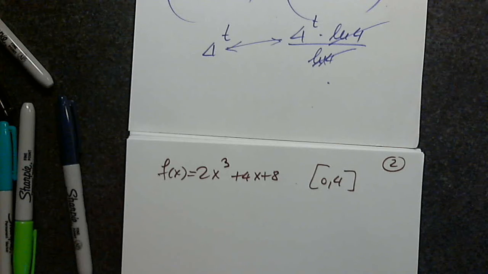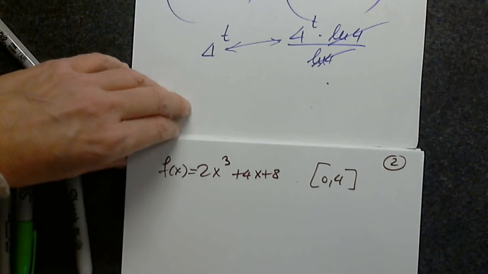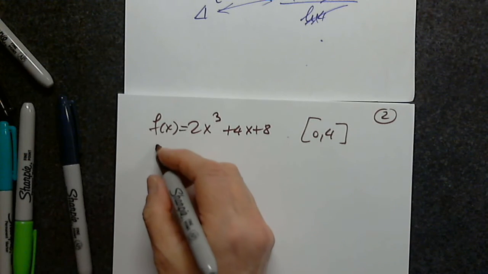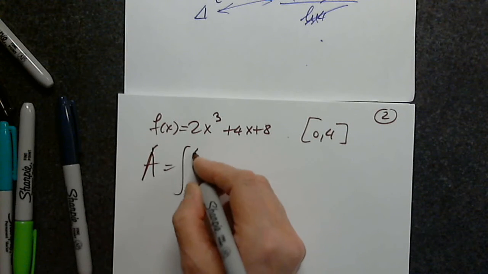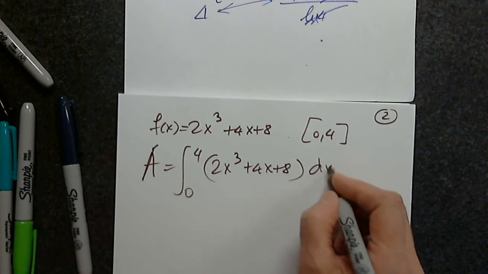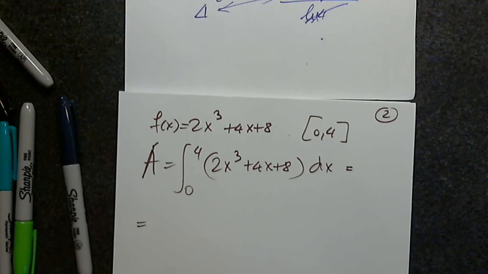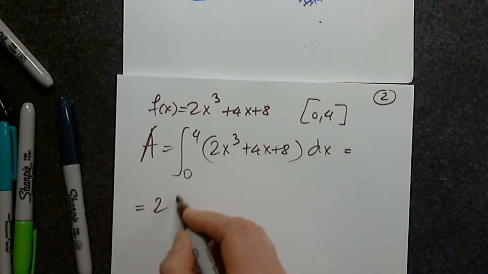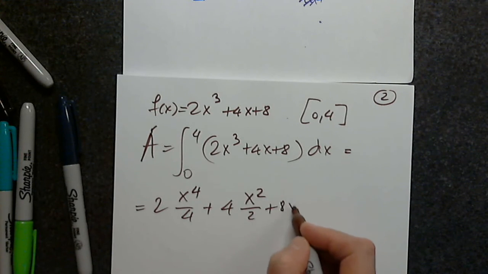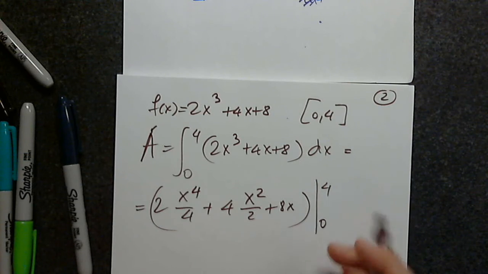So you can start with determining the integral using the definite integral, if you'd like to have the heads up and find out what to expect. So the area is the integral from 0 to 4 of 2x cubed plus 4x plus 8 dx. So we do have 2x to the 4th over 4 plus 4x squared over 2 plus 8x from 0 to 4.